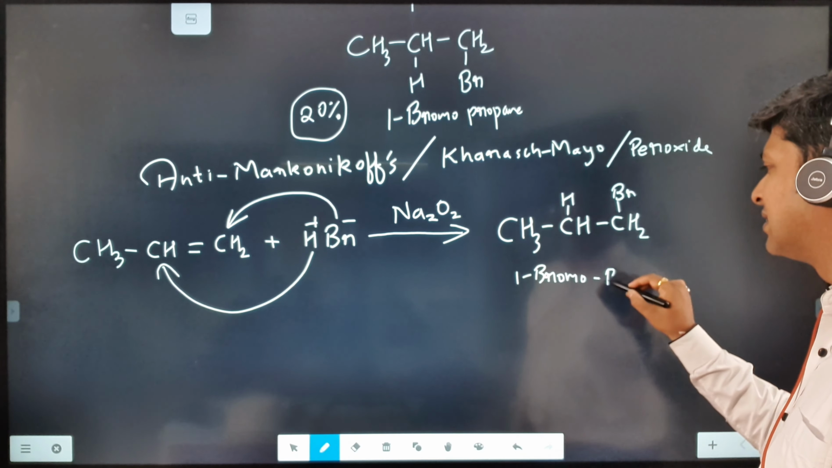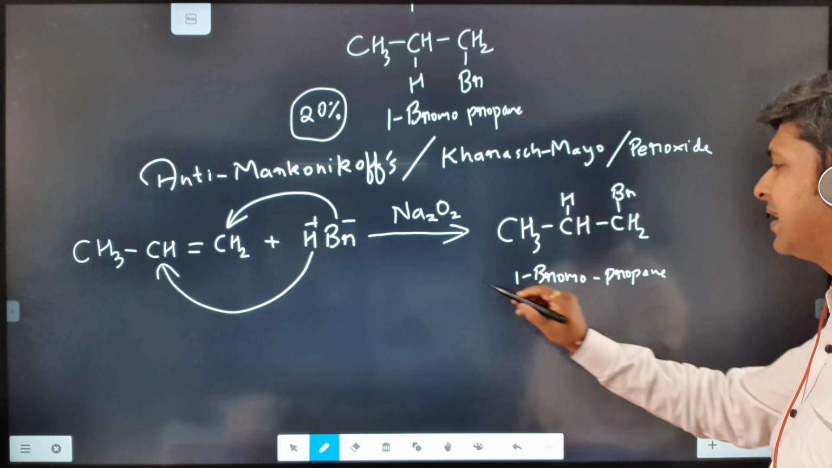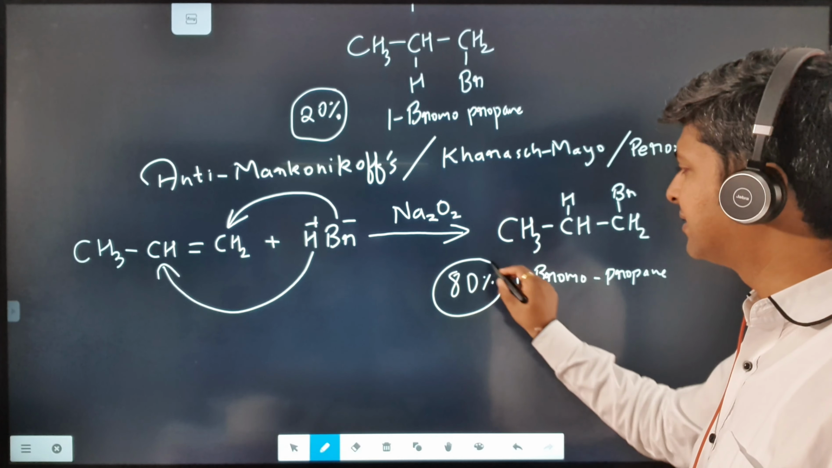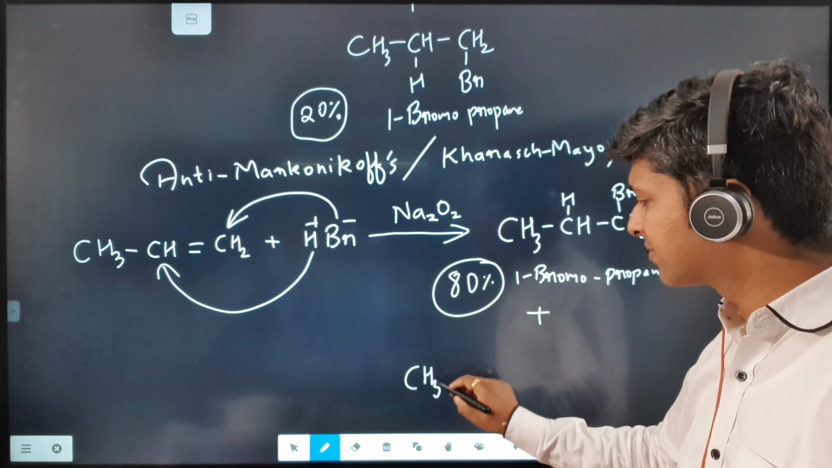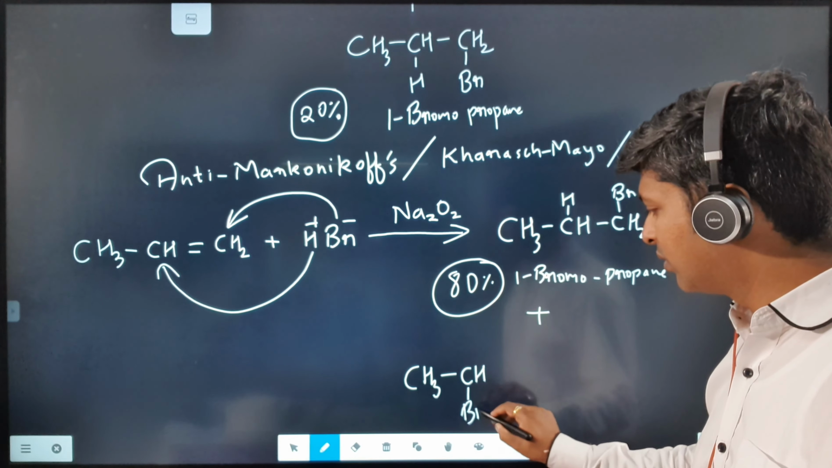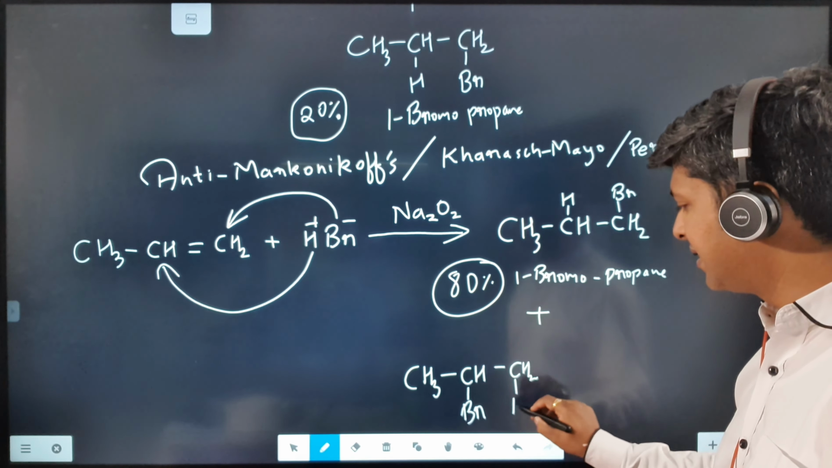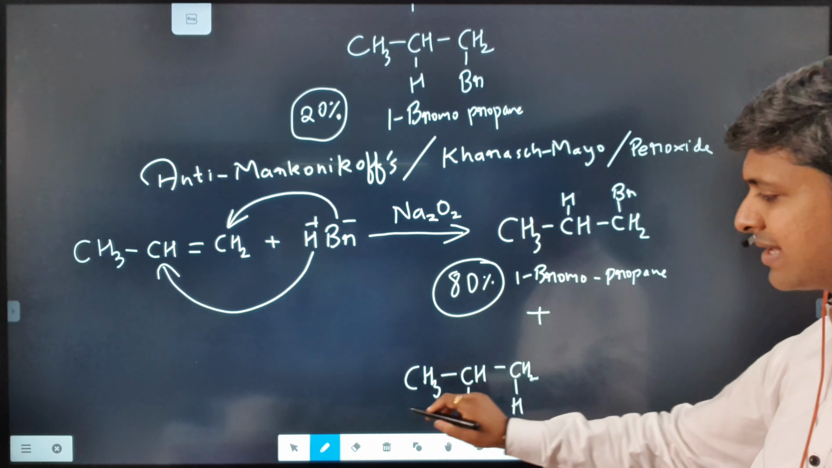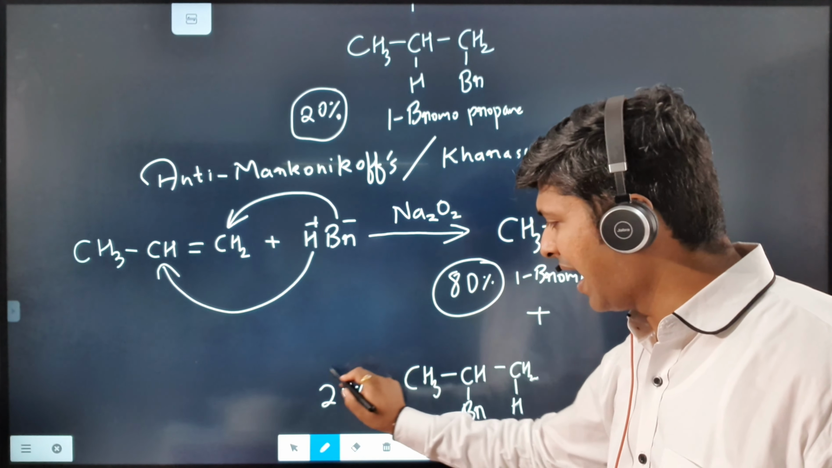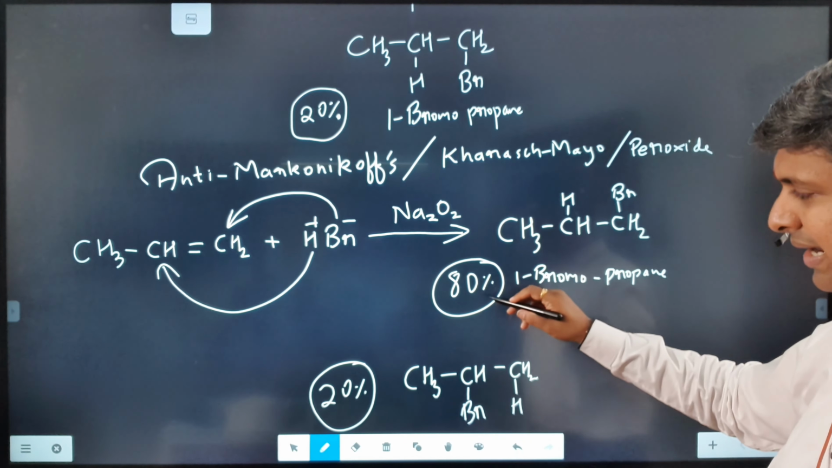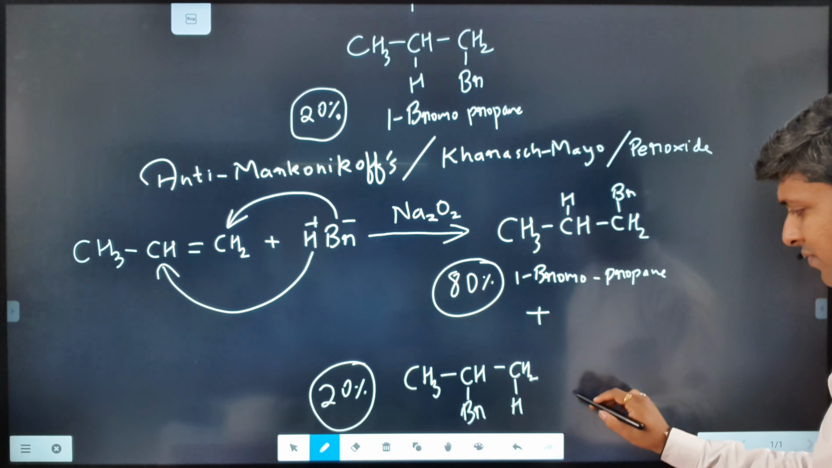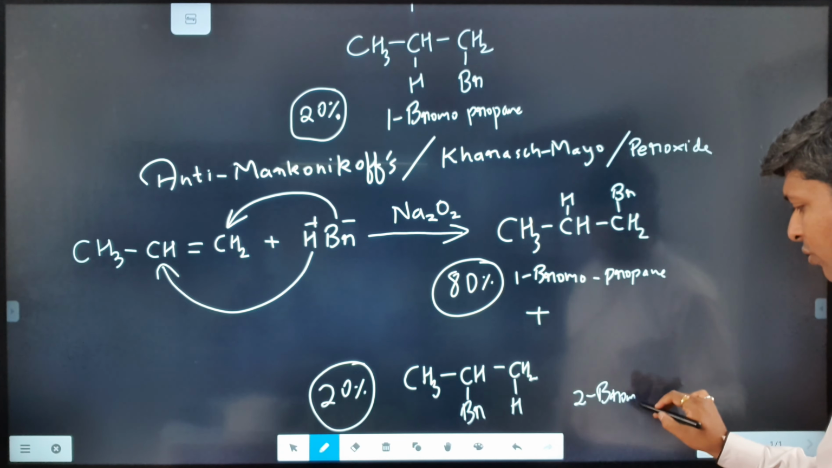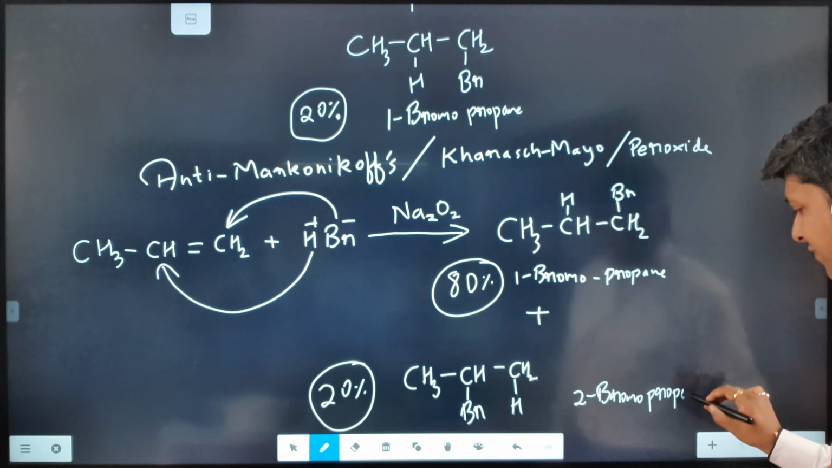This time this is the 80% of the product, and 20% of the product will be exactly opposite to this. You can observe that this was the major product in Markovnikov's, but it has become the minor product in anti-Markovnikov's, and which was the minor in Markovnikov's has become the major in anti-Markovnikov's. This is 2-bromopropane.